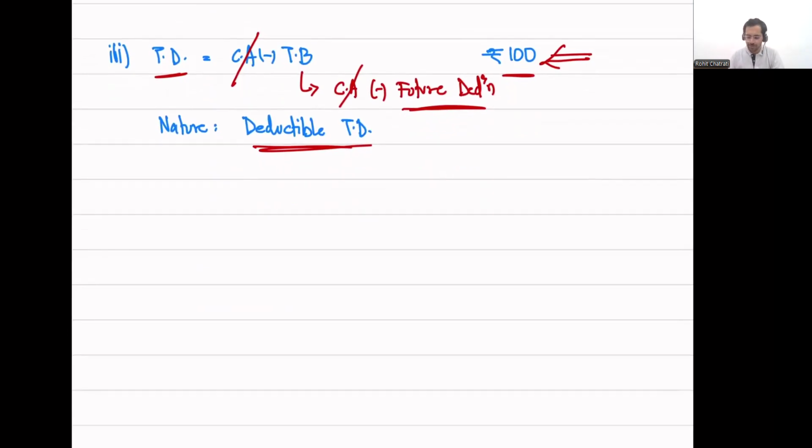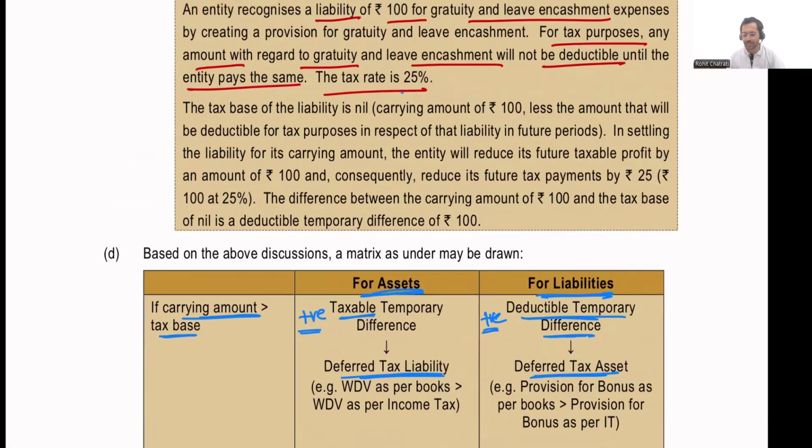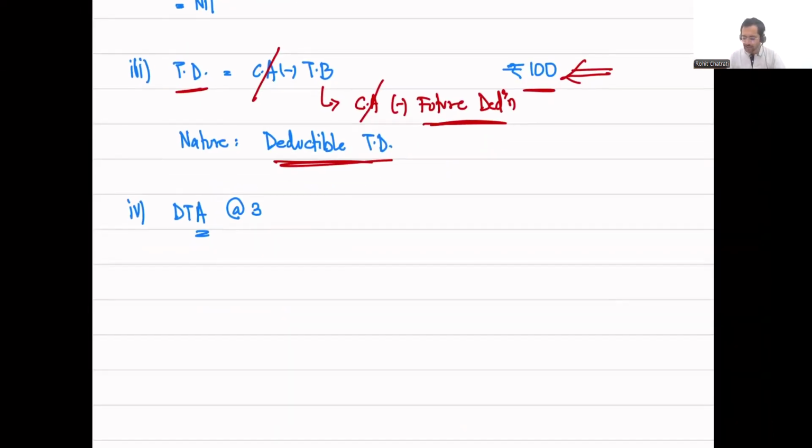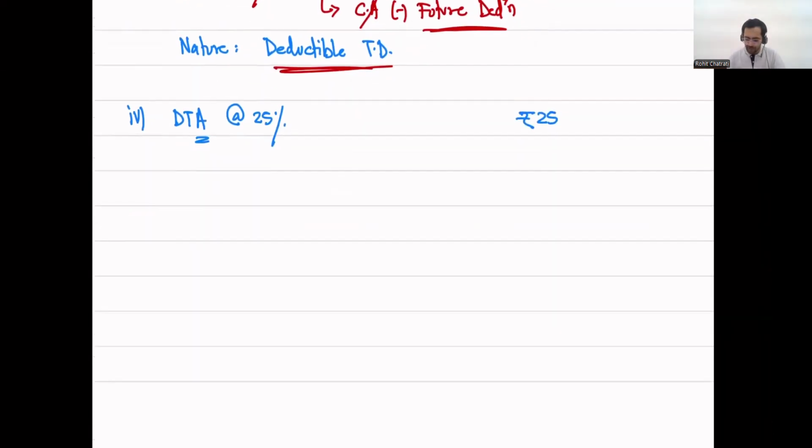If it is a deductible temporary difference, we are going to have a deferred tax asset, because I am going to get a deduction in future that is basically a benefit to me. Therefore, I recognize a deferred tax asset at 25%, which the question has mentioned as the tax rate. So deferred tax will be equal to rupees 25 for the first year, and the change in DTA will also be equal to rupees 25.